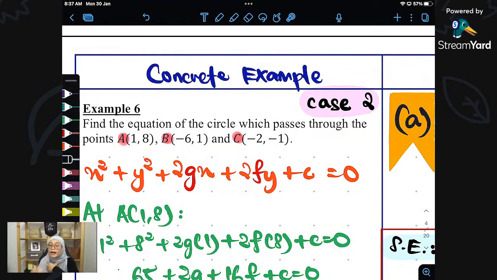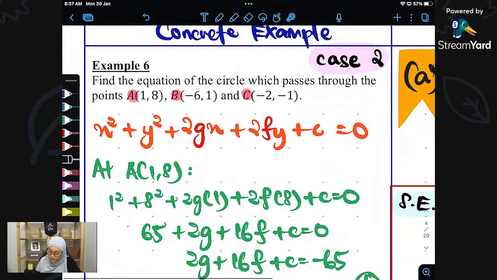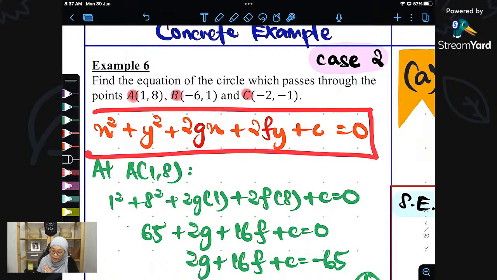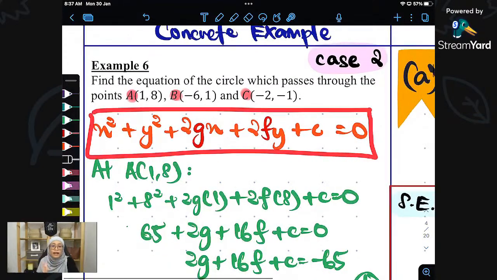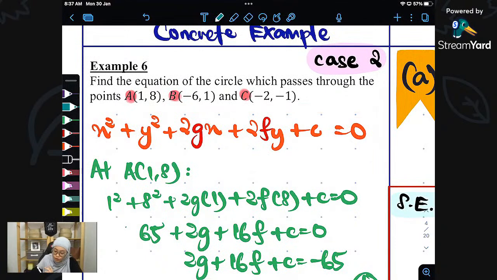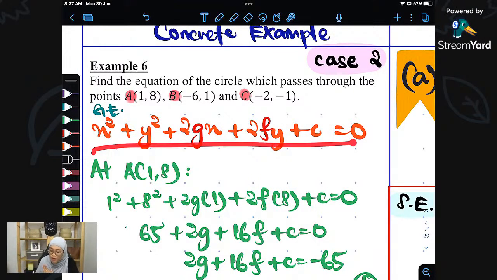It's easier for my students to understand the types of question categories. That's why I put it by cases. Alright, let's have a look. The first step here is always, guys, to write out the formula. So this is the formula of the general equation: x squared plus y squared plus 2gx plus 2fy plus c equal to 0. It's not that hard to memorize this. It's easy to memorize this.